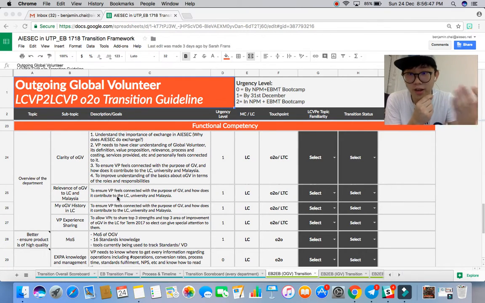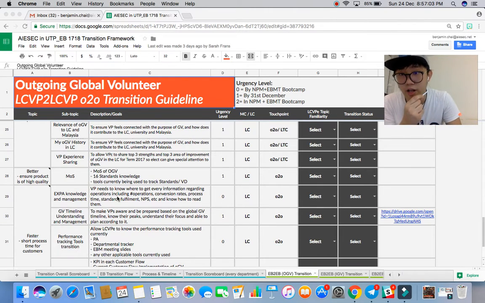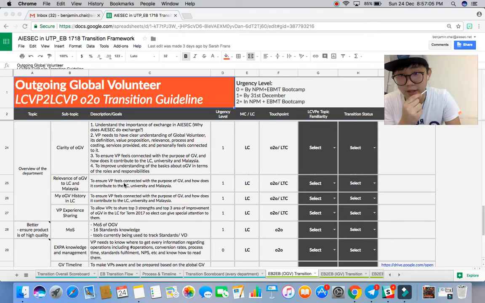benefits to people, right? The third thing is to ensure the VP feels connected with the purpose of GV and how it contributes to the LC, university, and Malaysia as a whole. And to improve understanding of the basics about oGV in terms of the roles and responsibilities. So these are the basics of clarity of oGV.